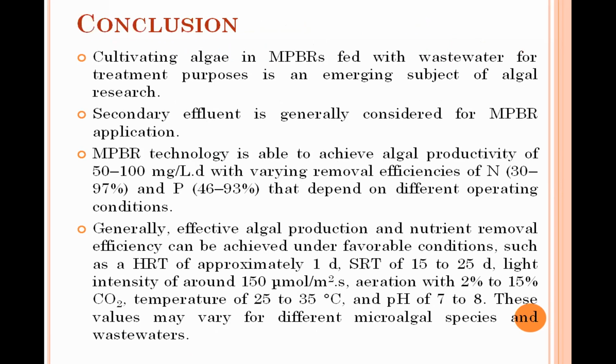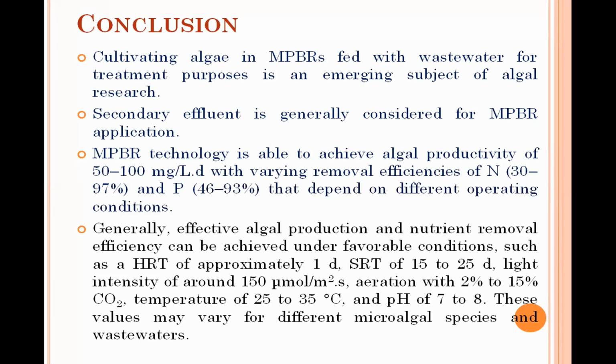The conclusion: cultivating algae in a membrane photobioreactor fed with wastewater for treatment purposes is an emerging subject for algal research. Secondary effluent is generally considered for membrane photobioreactor application. The technology is able to achieve algal productivity of 50 to 100 milligrams per liter per day, with varying removal efficiency of nitrogen from 30 to 97% and phosphorus from 46 to 93%. That depends on different operating conditions.